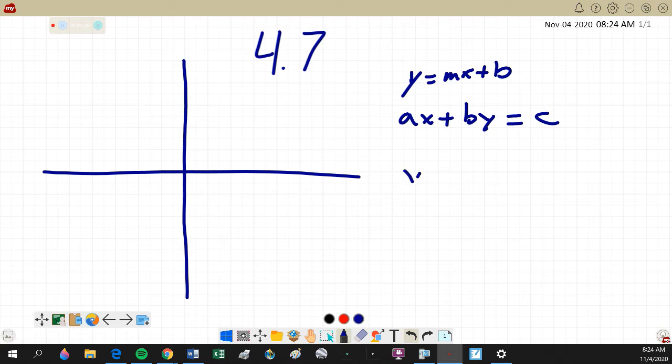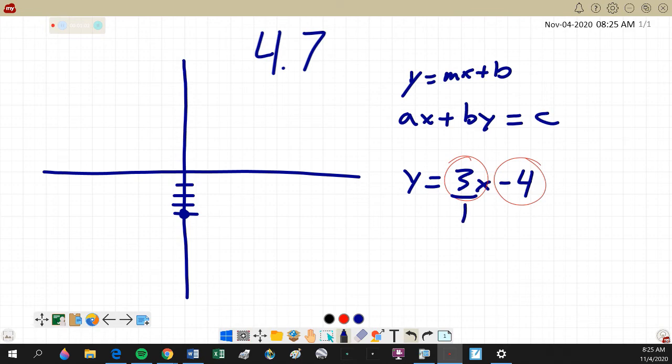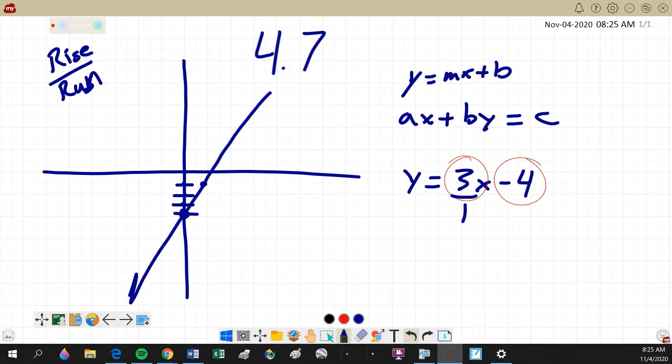So if I had y equals 3x minus 4, how do we graph that? 3 is the slope, and that is the y-intercept. So we put a mark at -4, and 3 is 3 over 1. We always do rise over run. So we go up 3, 1, 2, 3, and over 1, and then that would be the line.